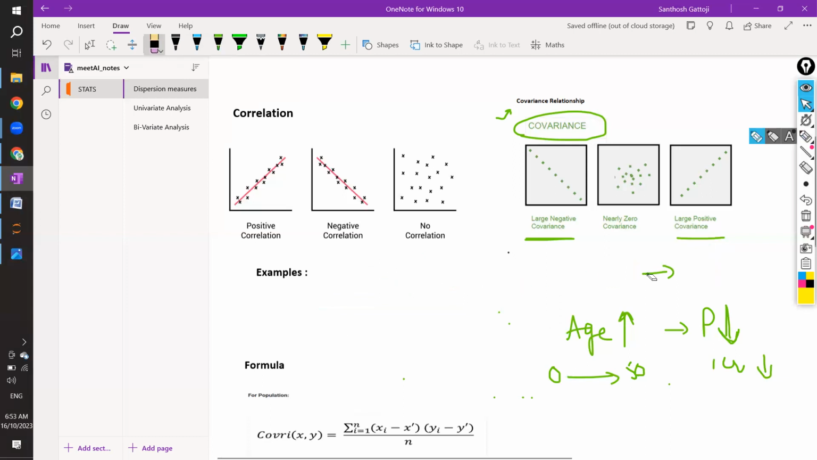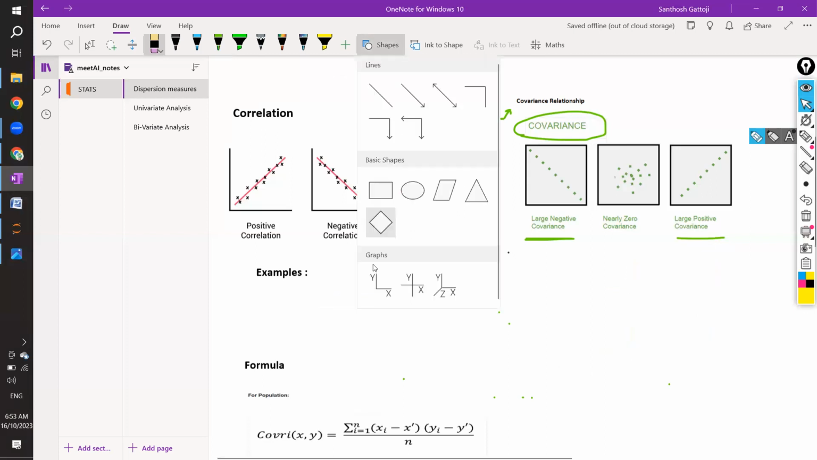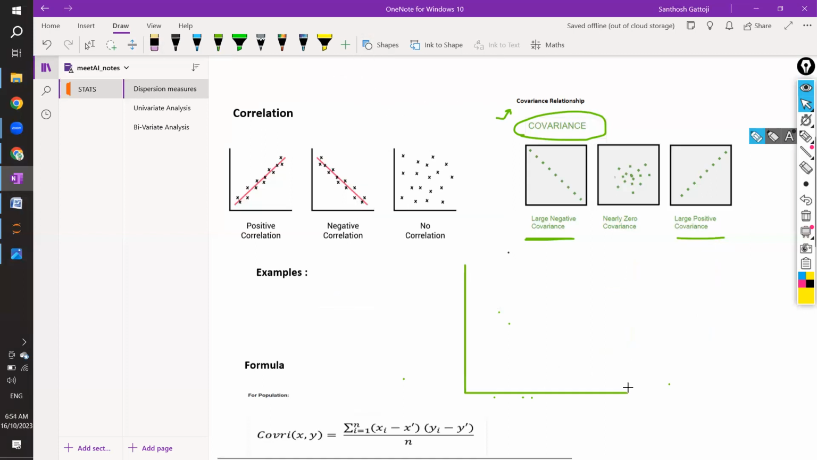In this case, if you try to plot a graph, how will it look, guys? Let me take this as a graph, with age, as we have seen, and the price. Initially, at almost zero, let me take 10, 20, 30, 40.